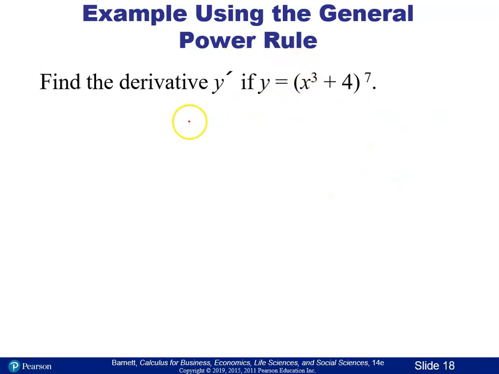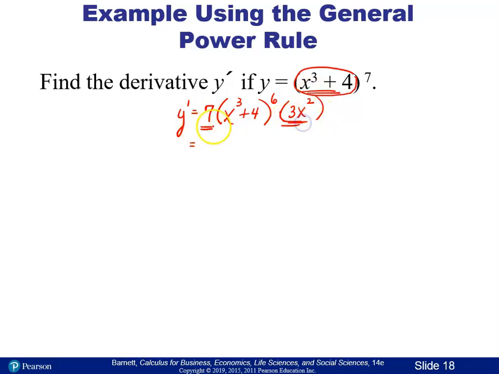Okay, this is just another example. I'm going to bring that power down in front, recopy, keeping this exactly the same, decrease the power by 1, and then I'm going to take the derivative of this inside part. That's going to be 3x squared. It's okay to combine these terms together here, but don't put them inside that parenthesis.